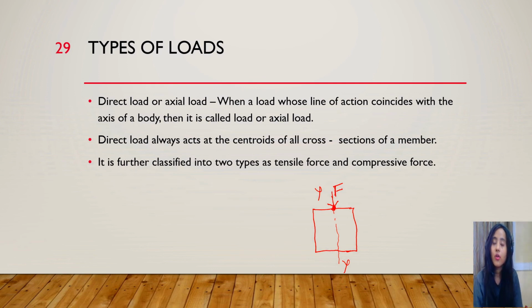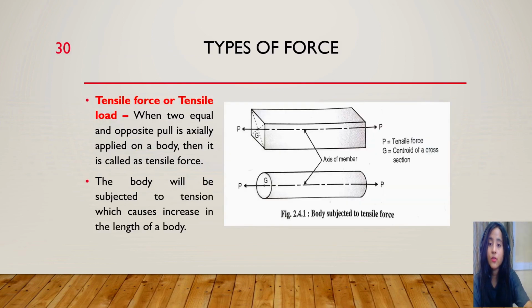Direct load always acts at the centroid of the cross section. So here, the centroid is somewhere around here, and it will act directly at the centroid. It is further classified into two types: tensile force and compressive force. So let us further look. In tensile force, as I have already explained, if a member is under tension, it will be pulling the body in two opposite directions, and hence the length of the body changes.